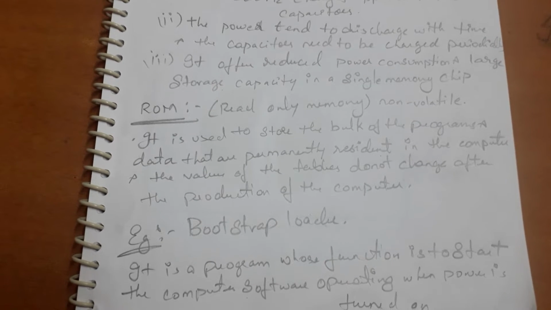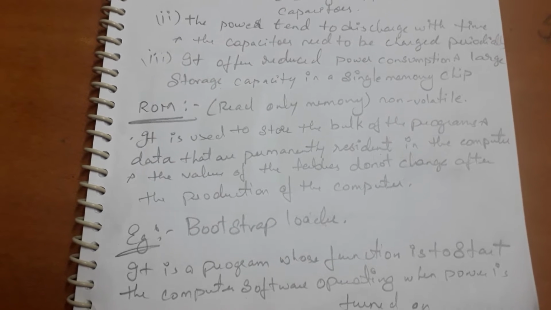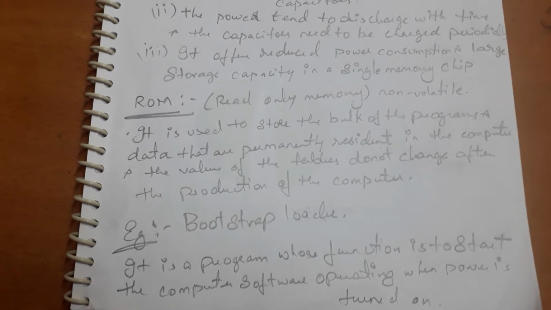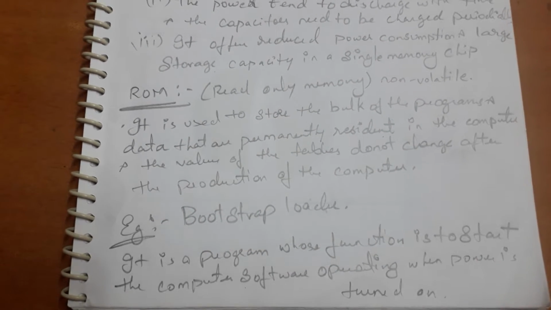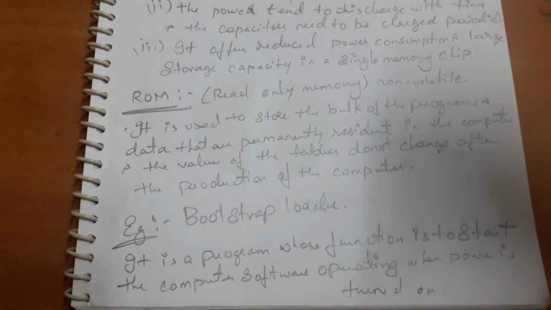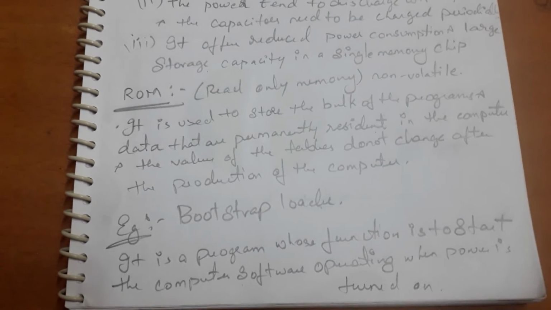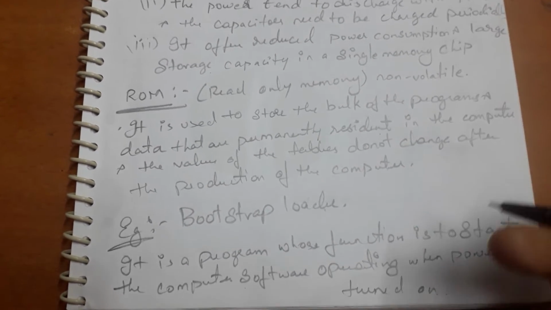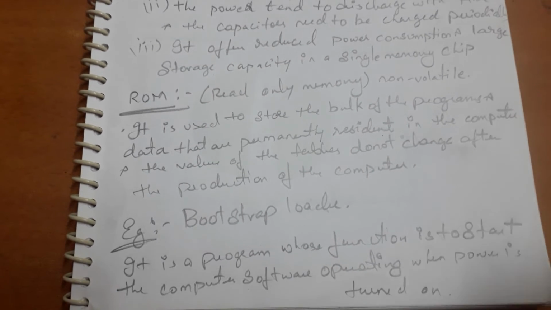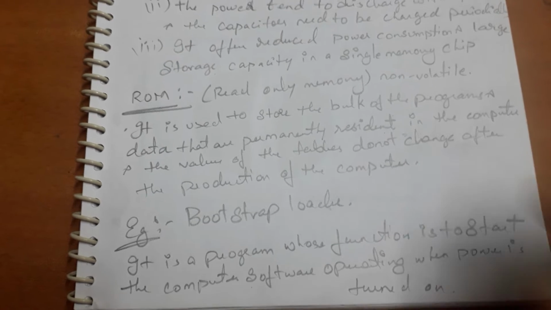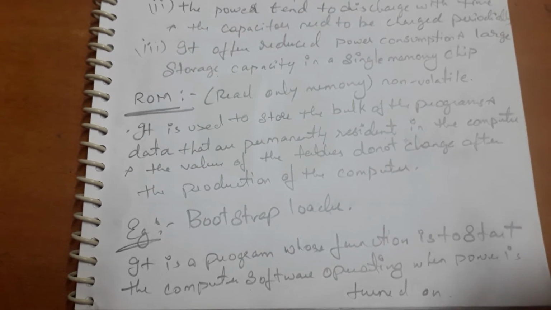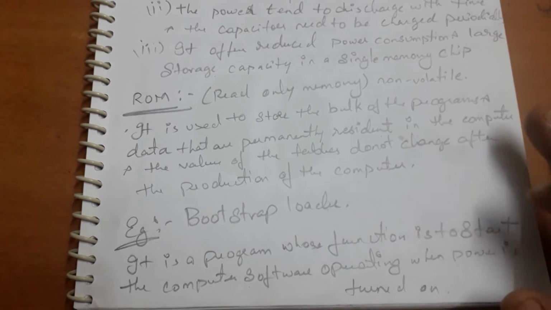The programs that ROM has are fixed programs. What I meant by the last part is that the values of the tables do not change, whereas when you talk about RAM, the values of the tables tend to change depending upon the user's usage. But with ROM, however much you use it, whatever you do, the programs that are saved cannot be changed.